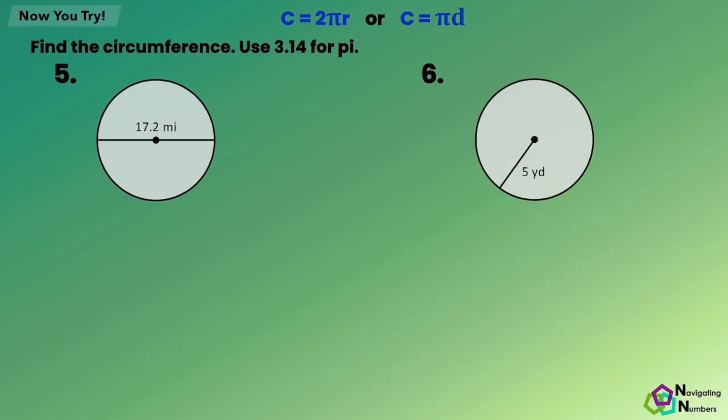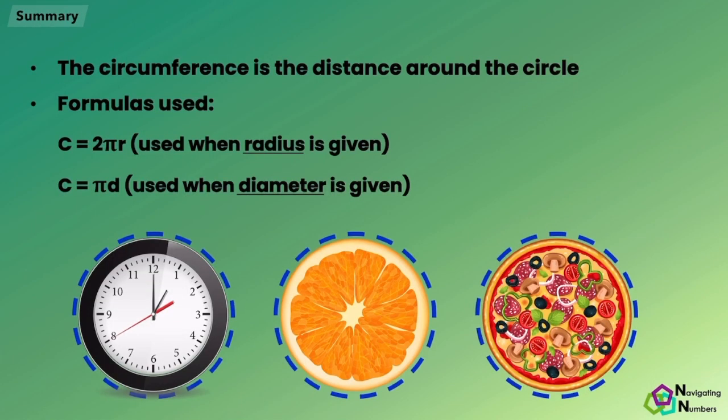All right, so here are some problems for you to try out on your own. Let's go ahead and summarize. So if you want to calculate the distance around a circle, you can use the formula circumference equals 2 times pi times radius, or you can use circumference equals pi times diameter. And remember, we choose one of the two formulas based on the information that we are given.